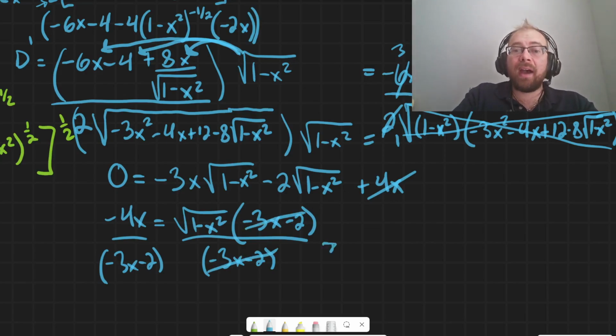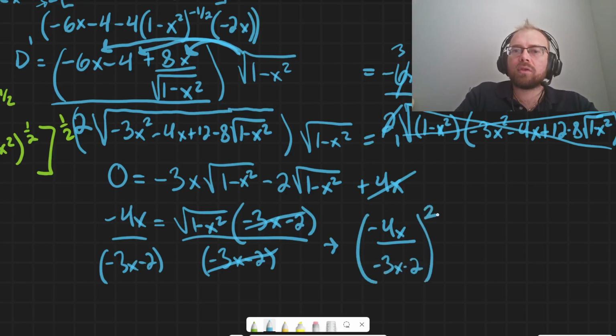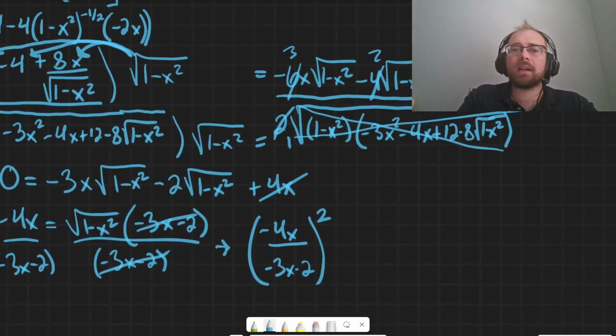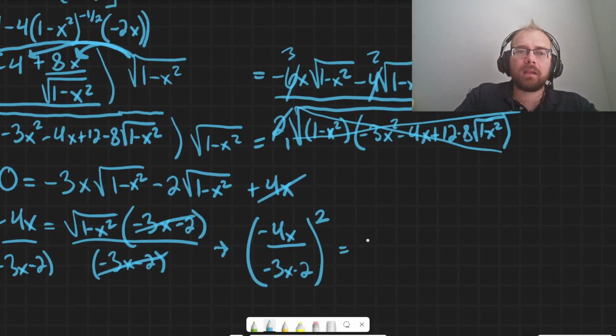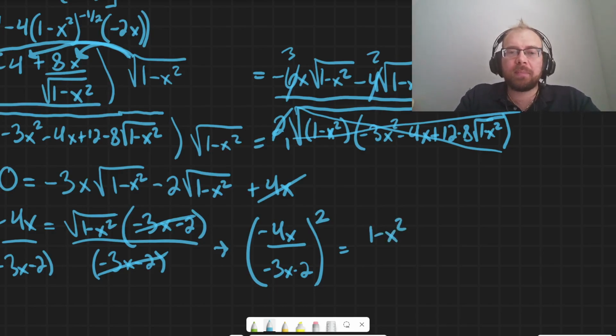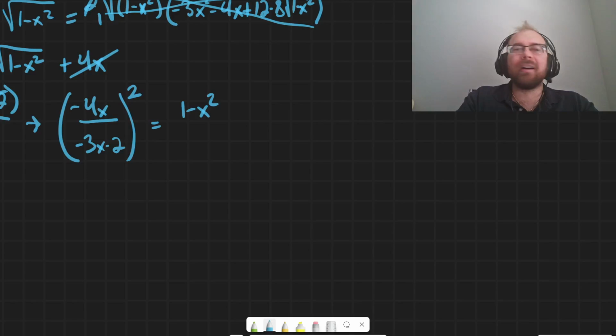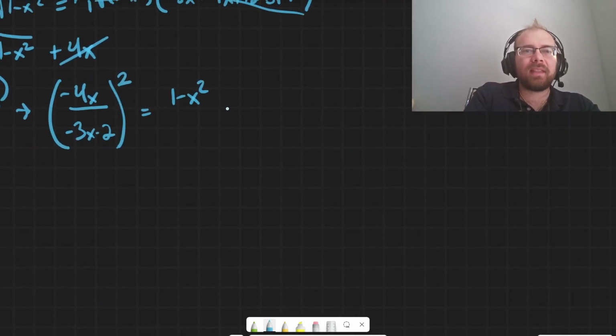And then that way, what I can do is I can just square both sides. So I can do this squared, right? I can do this squared equals to 1 minus x squared. And now everything can just be a nice, neat polynomial. So remember, I'm trying to solve for x here. So I'm going to move this over here. That way we have more space.